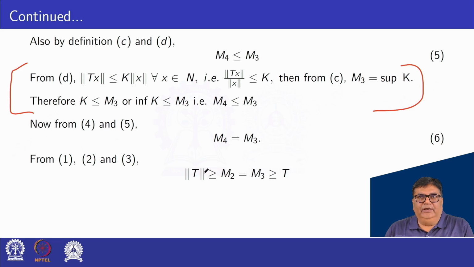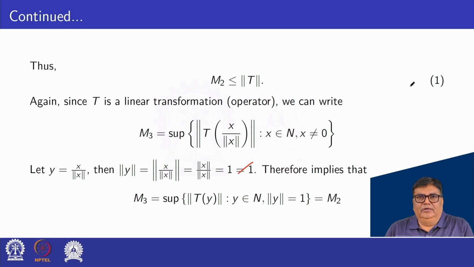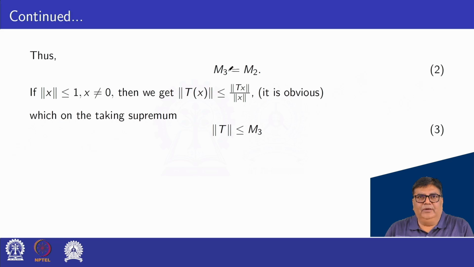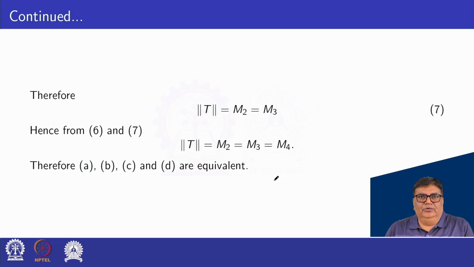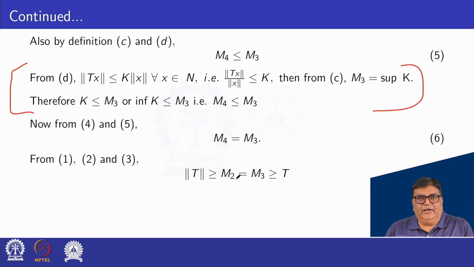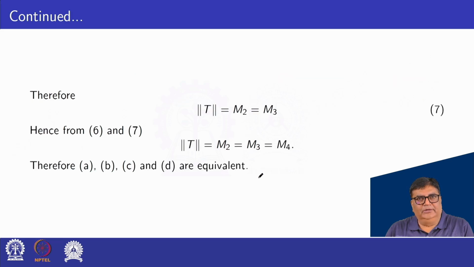From 1, 2 and 3, here from 1 norm T greater or equal to M2, and from equation 2, M2 is equal to M3, and M3 greater or equal to T. So from 1 to 3 we can write norm T greater or equal to M2 equal to M3 greater or equal to T. So we can write norm T is equal to M2 is equal to M3.